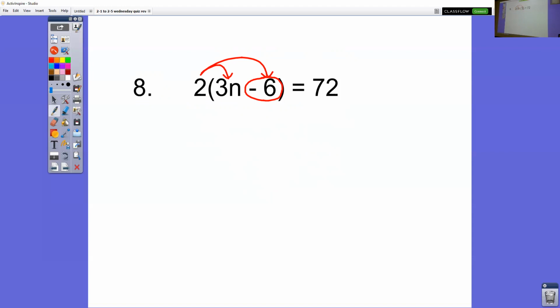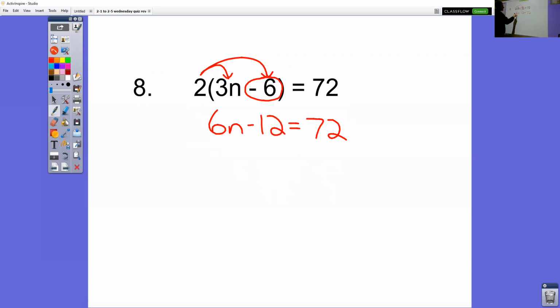You can pause it. So in this problem, we want to take the number outside and multiply by both things inside. 2 times 3n is 6n. 2 times -6 is -12. Bring down your equal sign. Bring down your 72. Now you just have a two-step equation.